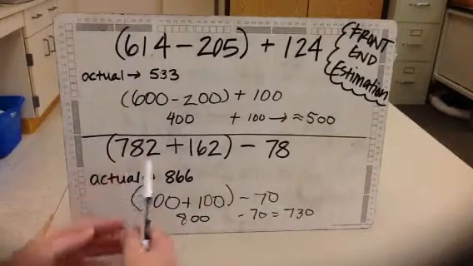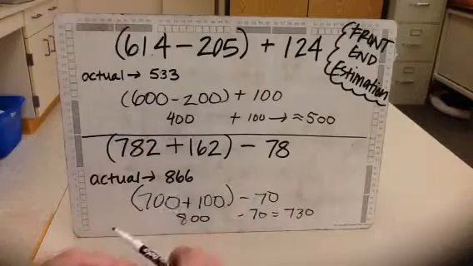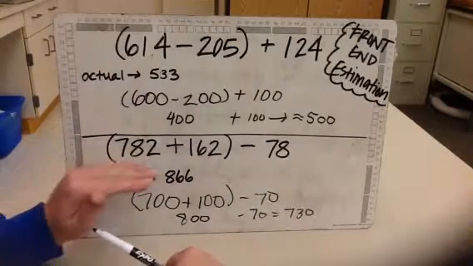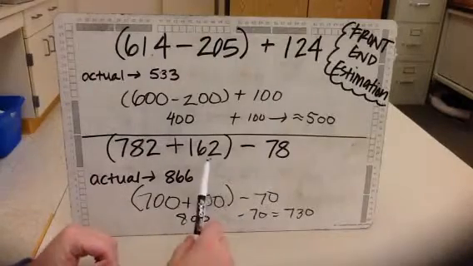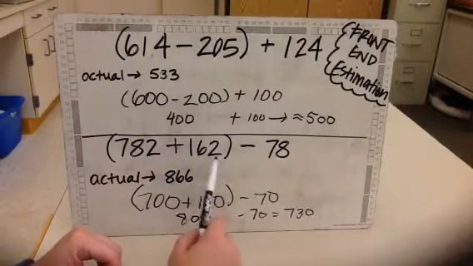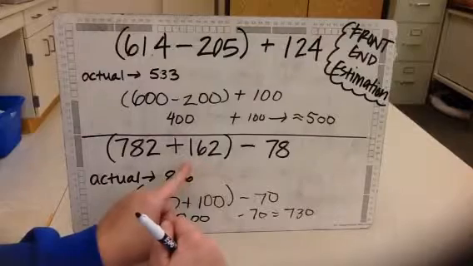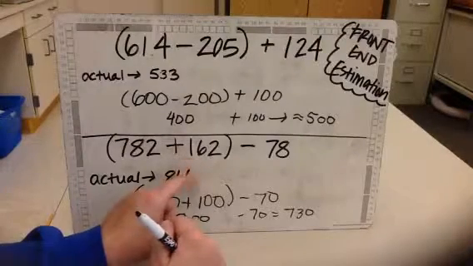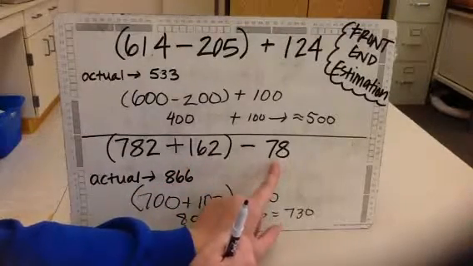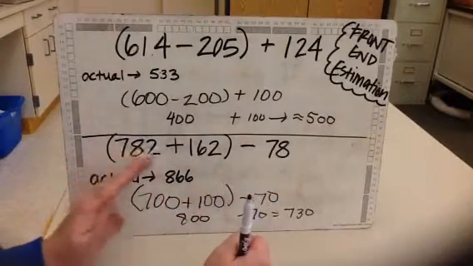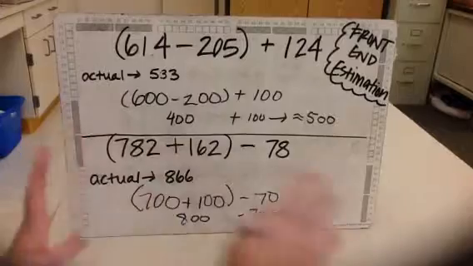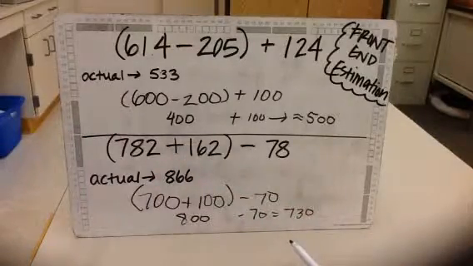This number would have been rounded to 800, but since I'm only using front ends, I have taken off a large part of that number. So again here, 162, this number is closer to 200, but I've only used the front end. Here, 78 is really close to 80, but I've only used the front end. So because I've only used the front end here, I've been ignoring a large part of that number.